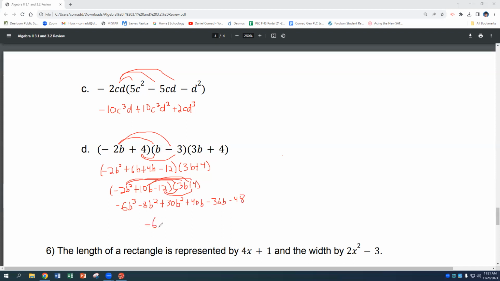So we have negative 6b to the third. Right, and then we have negative 8 and 30. That's going to be 22b squared plus 4b minus 48, right? We get 4b because 40 minus 36, and then you're left with minus 48. Okay, so that's multiplication. So we had addition, subtraction, and now multiplication.